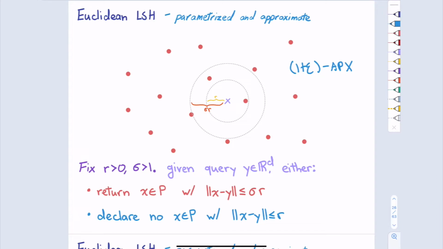Yeah. You just do powers of 1 plus epsilon, right? So you're going up like 10% each time or something. One thing you might worry about is how many powers of 1 plus epsilon there are. Okay.